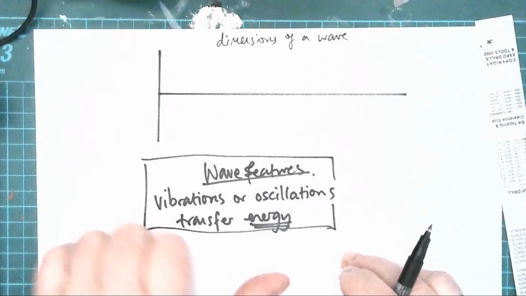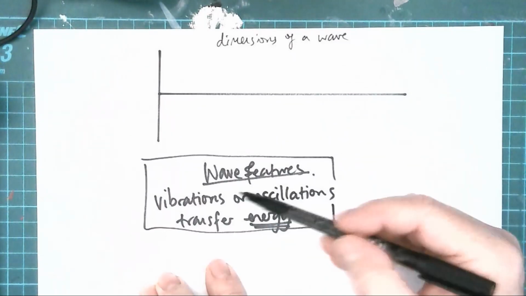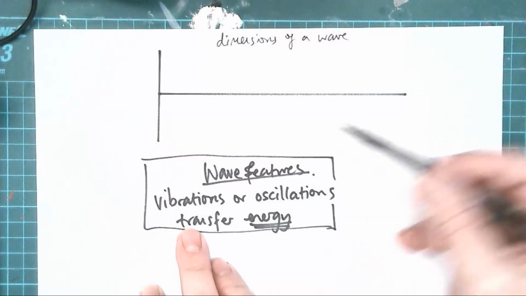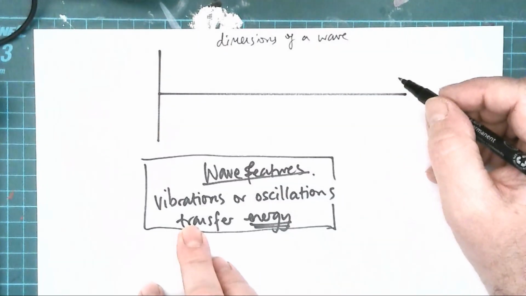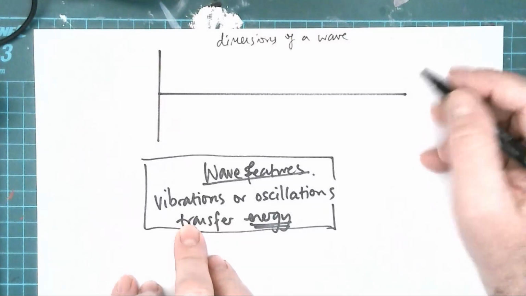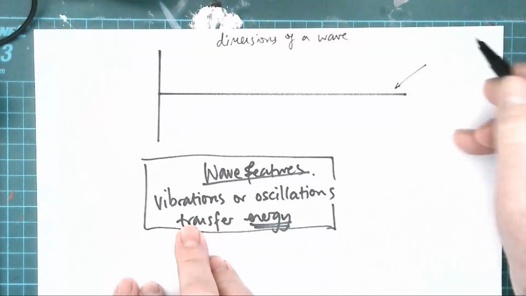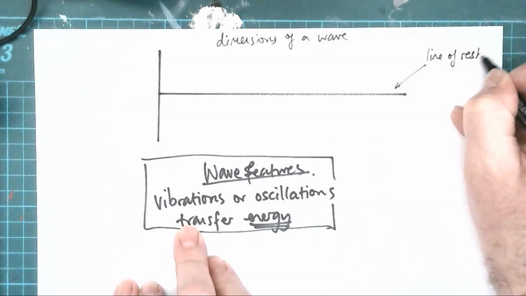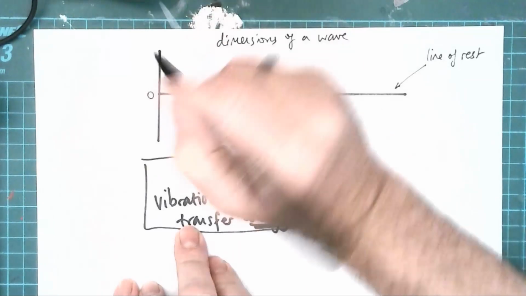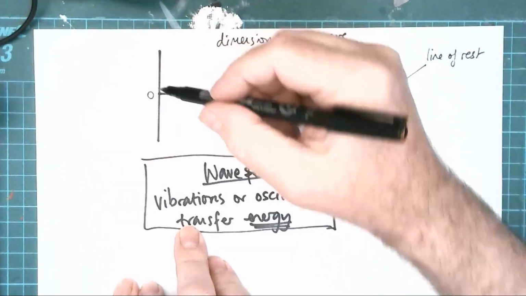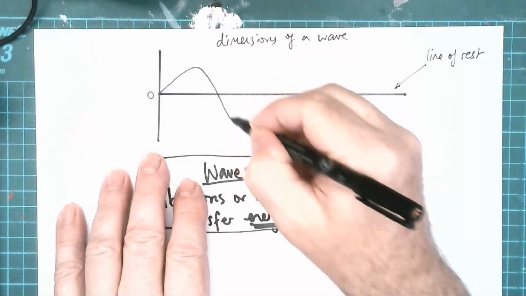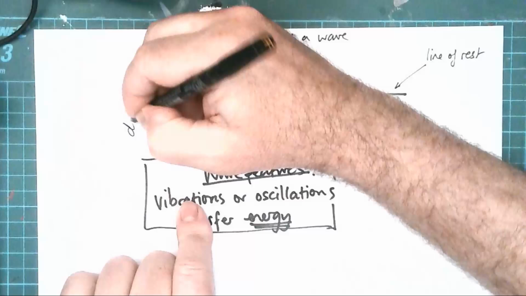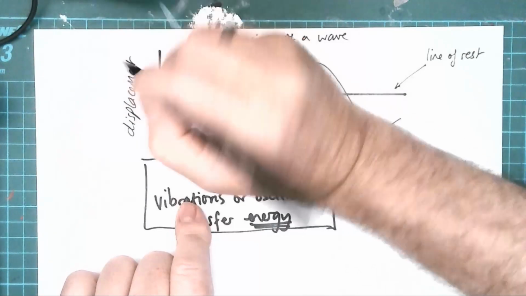Okay, now we're talking about waves being a disturbance. Okay, let's think about a swimming pool. Imagine you've got a nice empty swimming pool, no one's in it yet, the water is looking nice and smooth and flat, and there's going to be zero disturbance. I'm going to have a line of rest when there is zero disturbance of that water. If I jump in and generate waves, okay, then I have a displacement, in this case of water particles.